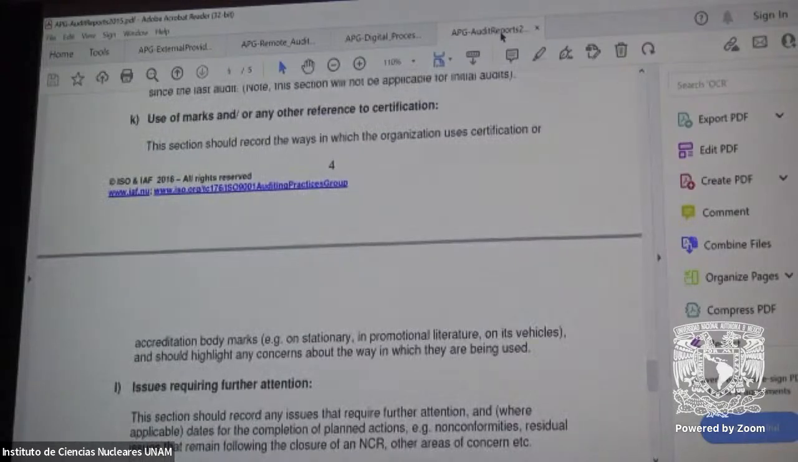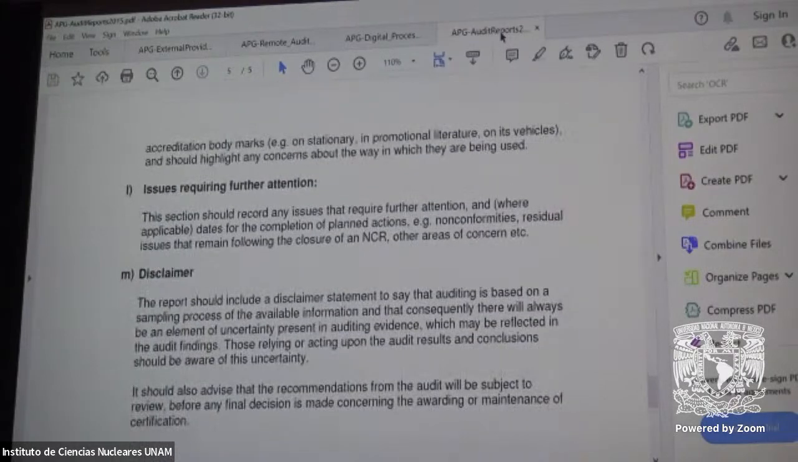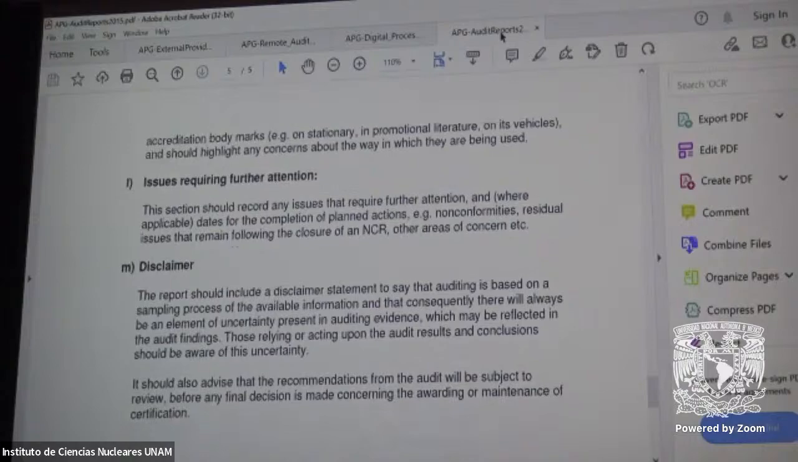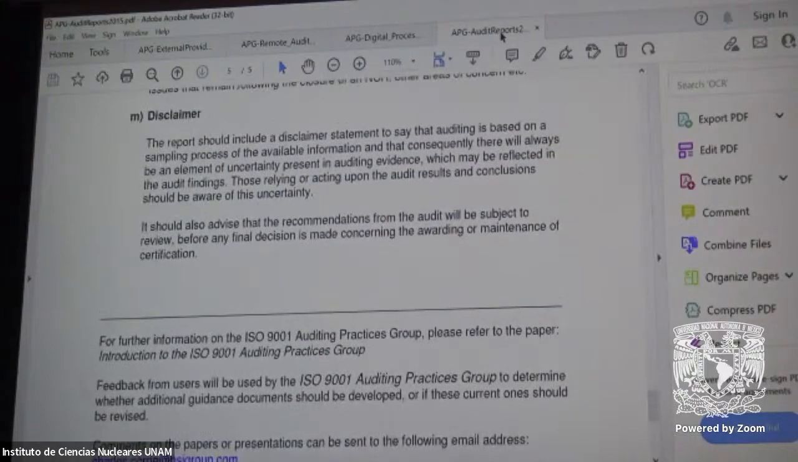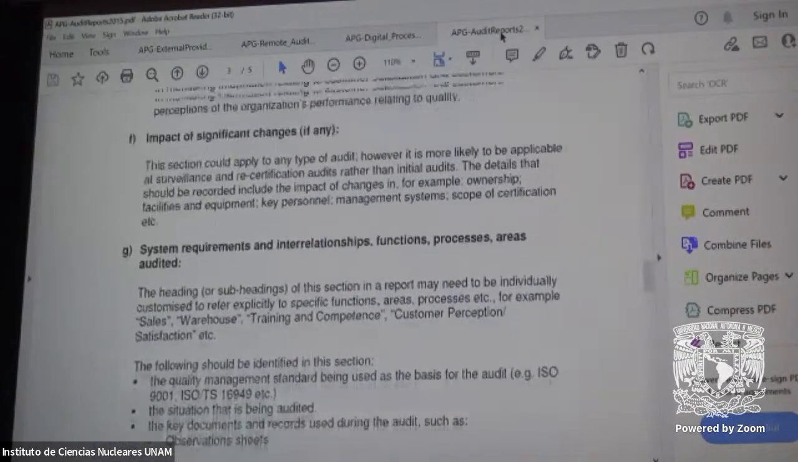Use of marks or any other relevance to certification and issues requiring further attention, and then some legal disclaimers. I haven't gone through this in detail because I'm sure this sort of report format is familiar to you, and that really is the end of this guidance. Are there any questions on the presentation of the report?